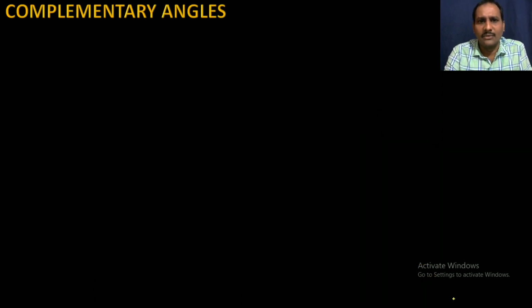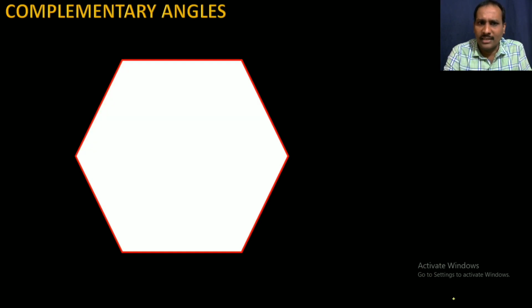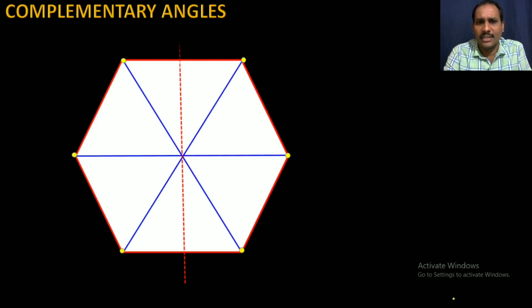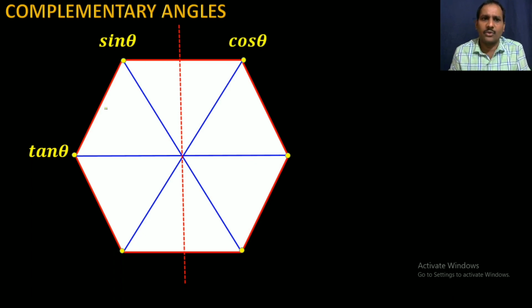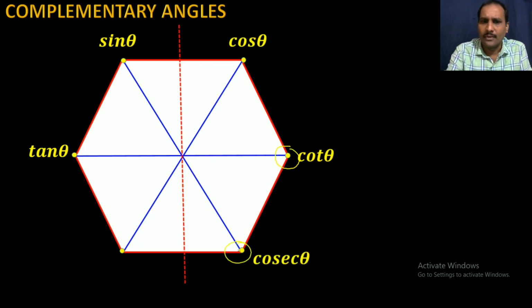Now we will have complementary angles. For this, the same thing should be repeated. We need to take a hexagon, 6 vertices and the diagonals and the vertical line, and place the trigonometric ratios as earlier, like tan theta here, sin theta, then cos theta, and the right side we should have only the trigonometric ratios starting with c. Diagonally opposite to tan, we write cot theta, here cosecant theta, and what is remaining? Secant theta.